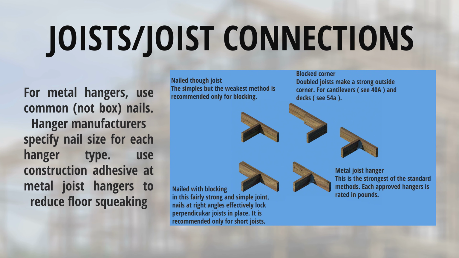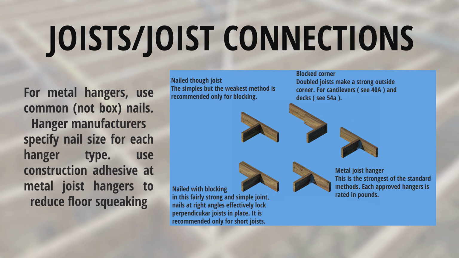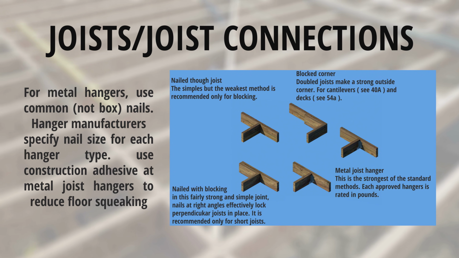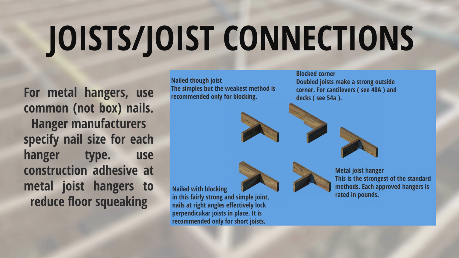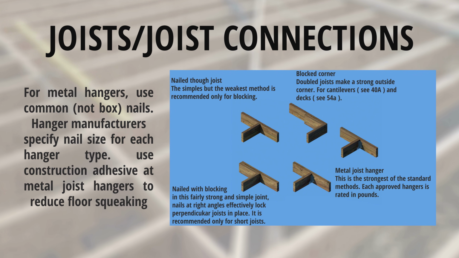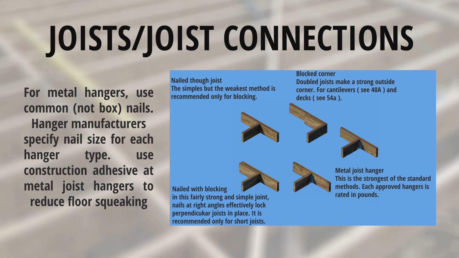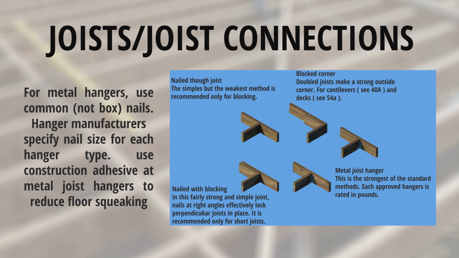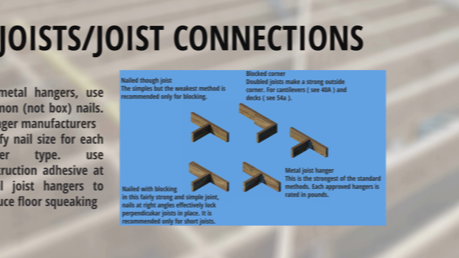Metal joist hanger. This is the strongest of the standard methods. Each approved hanger is rated in pounds. Nailed with blocking. In this fairly strong and simple joint, nails at right angles effectively lock perpendicular joints into place. It is recommended only for short joists. Metal joist hanger. This is the strongest of the standard methods. Each approved hanger is rated in pounds.